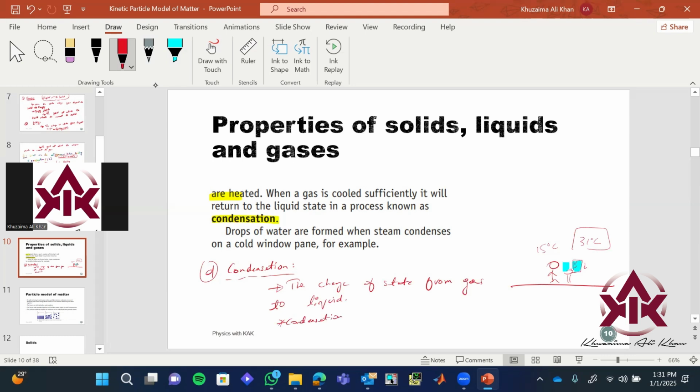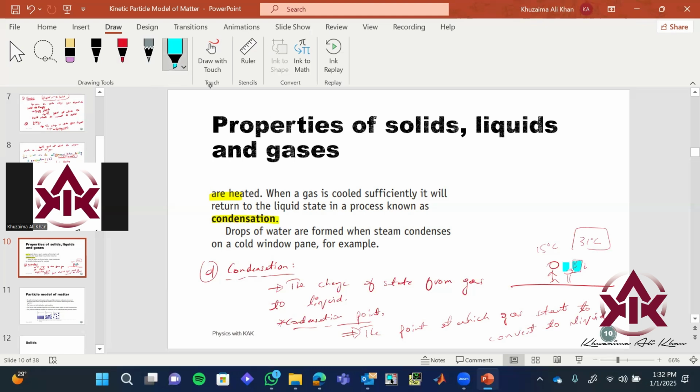Condensation point is what? Condensation point is again the point at which gas starts to convert to liquid, right? It is called the condensation point. I hope it is simple, right?